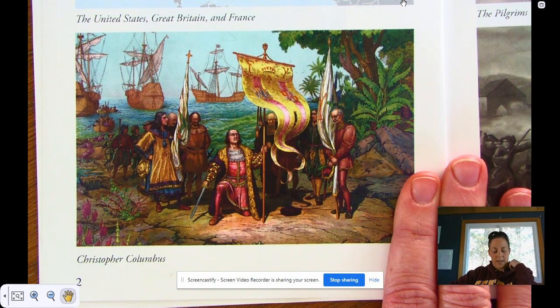He was an explorer, and he was sent there to look for a quicker route from India to China because they were wanting to trade their goods. So that was kind of his intent.